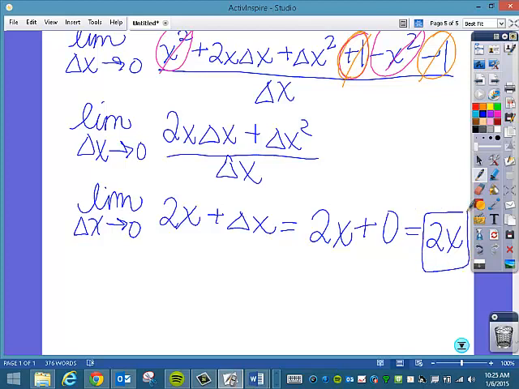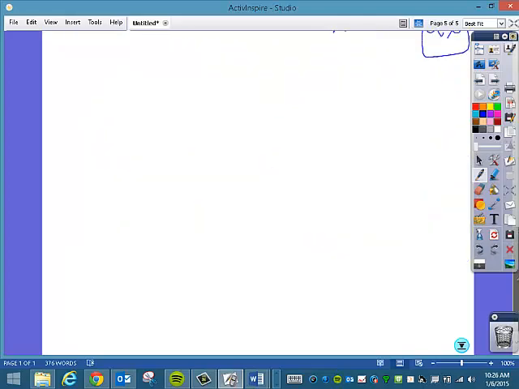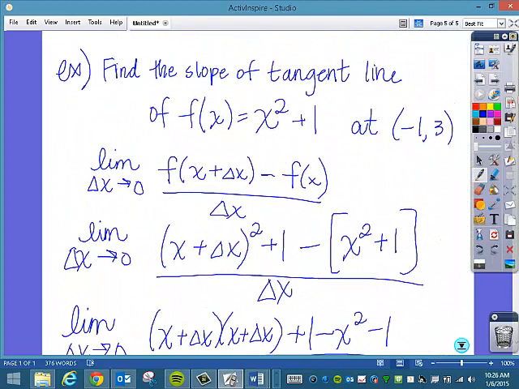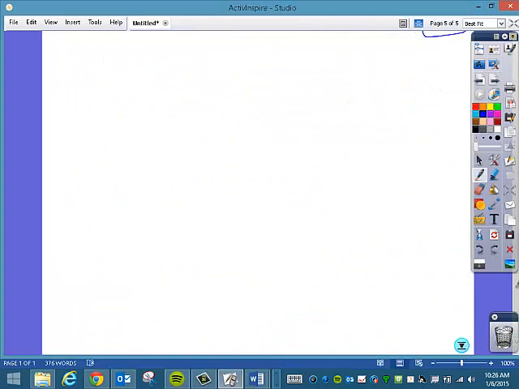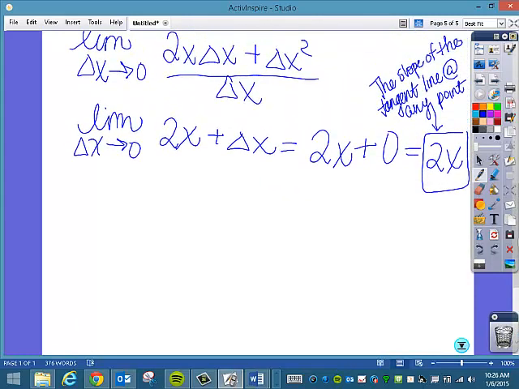So this represents the slope of the tangent line at any point on that curve, on any point on that parabola. However, our problem specifically asked us for the slope of the tangent line at the point (-1, 3). So we're looking for the slope of the tangent line at (-1, 3).